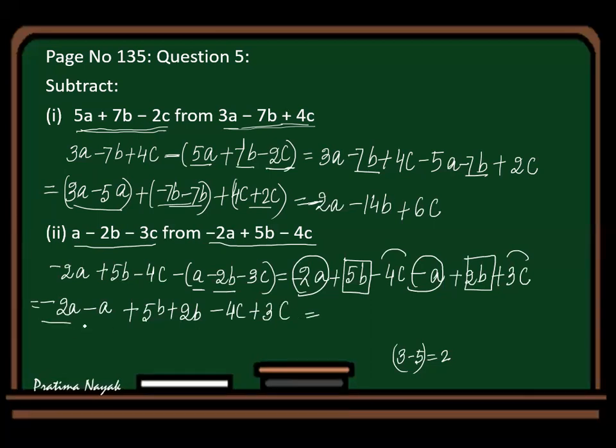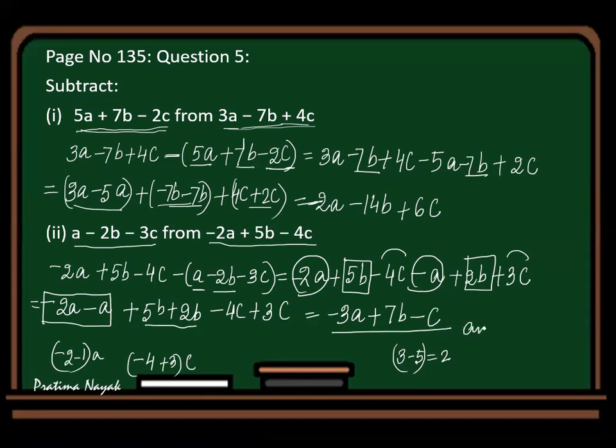So how much will this be? This will be minus 3a, since minus 2, minus 1 makes minus 3. Next is plus 5b plus 2b, 7b. Next is minus 4 plus 3, c. How much is the result? It will be negative 1, so minus c. So this is the answer of this question.